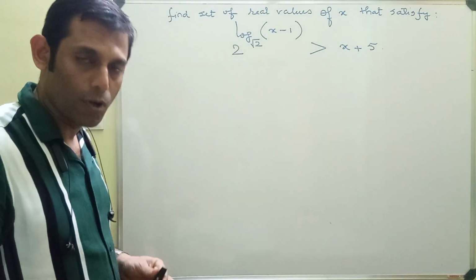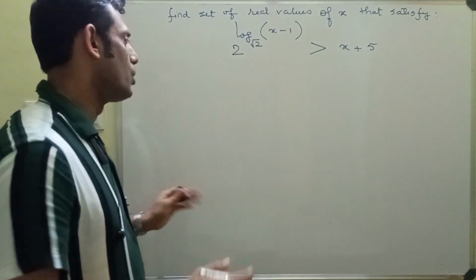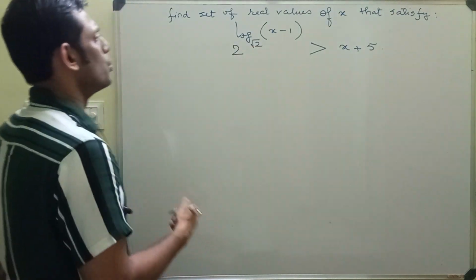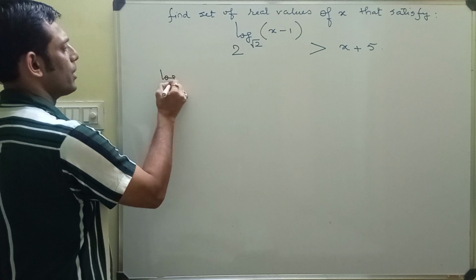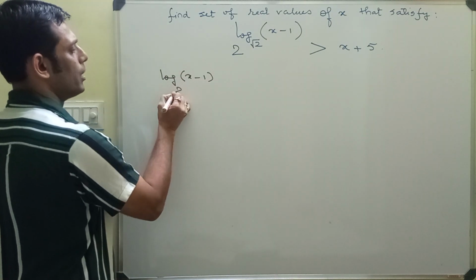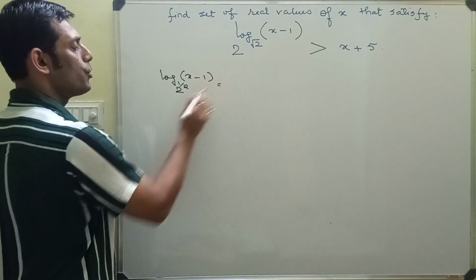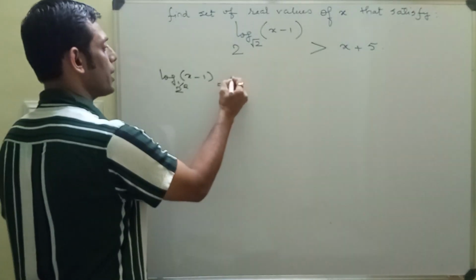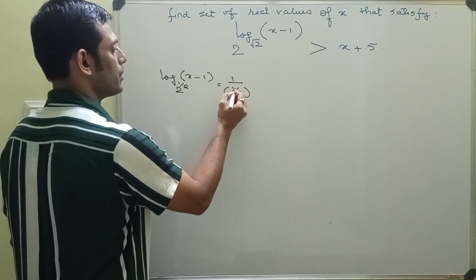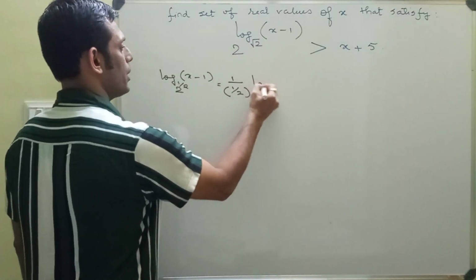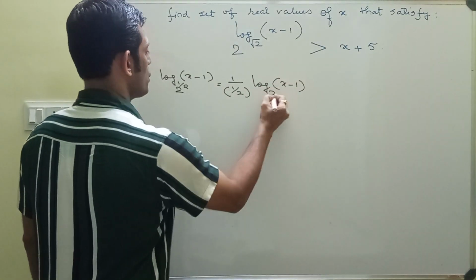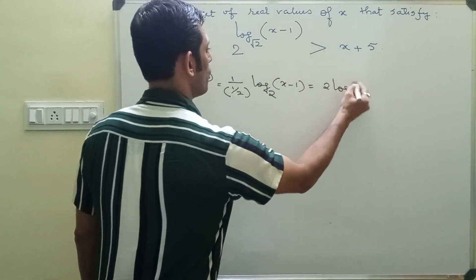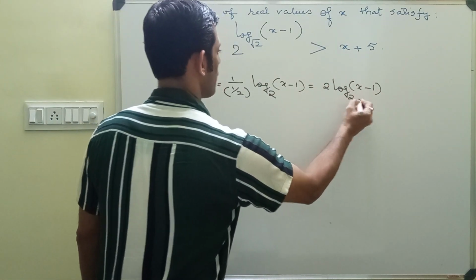Suppose I am in an exam hall. This is how I would go about it. Very simple thing, man. Here appears a 2. That means if I write log of x minus 1, 2 power half. You remember 2 power k would bring a 1 by k. 1 by k means 1 by half. 1 by half into log of x minus 1 base 2. And that means this would make 2 times log of x minus 1 base 2.